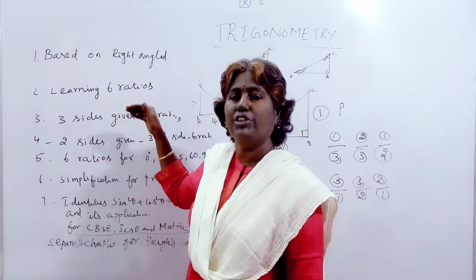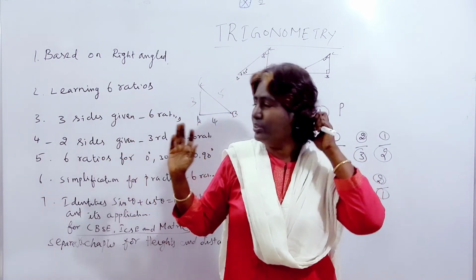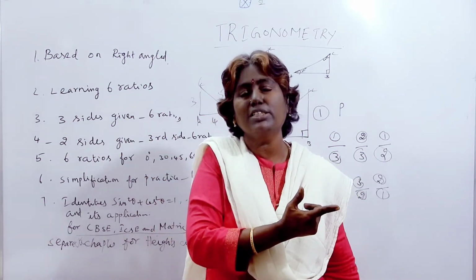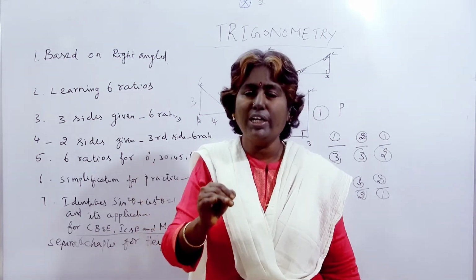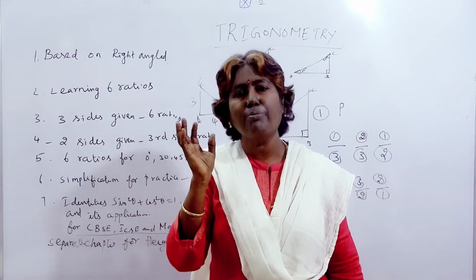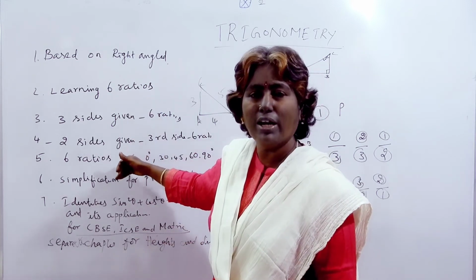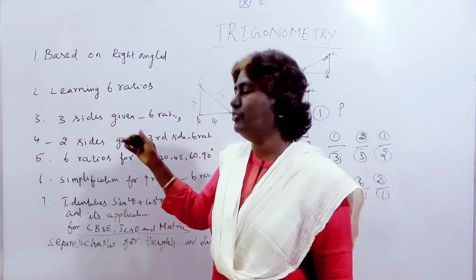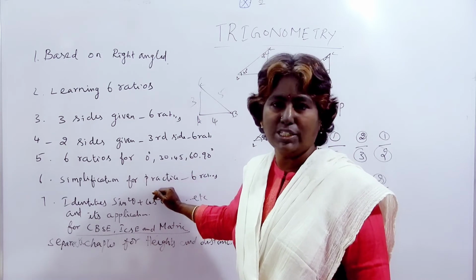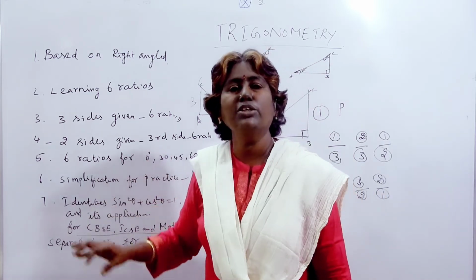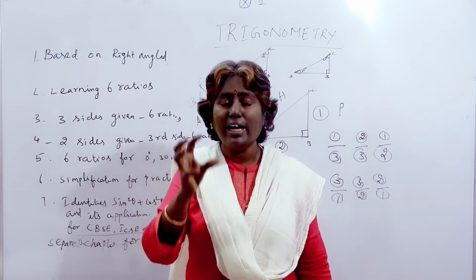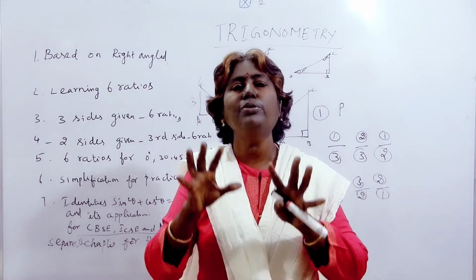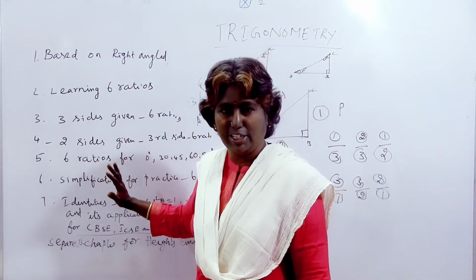Then the next exercise, if 3 sides are given, we will find out all the 6 ratios. After that, they will give only 2 sides, and the third side they will ask you to find out using Pythagoras theorem. After finding that, again the 6 ratios, all for your practice. Then they ask you to find the 6 ratios for exact degrees, 0 degree, 30 degree, like that. Then you will be applying that to simplification problems. Then at last they will ask you to do the identities, and you must make use of them in your problems. These are all for you to practice all the 6 ratios.